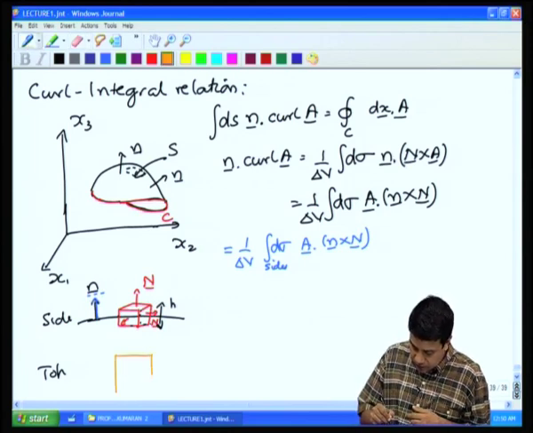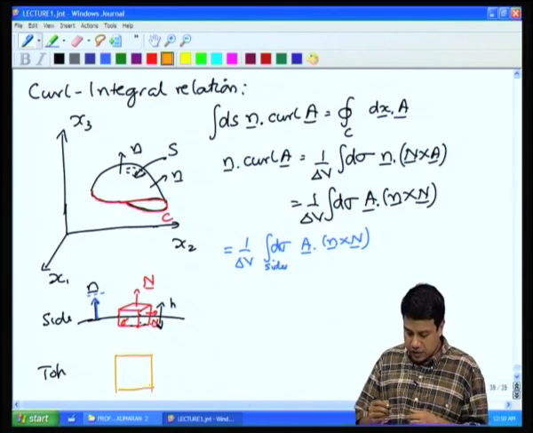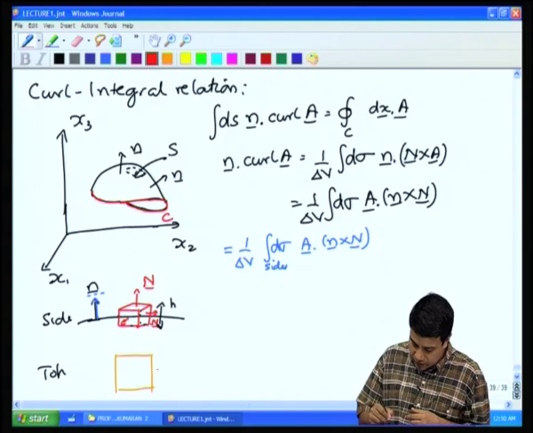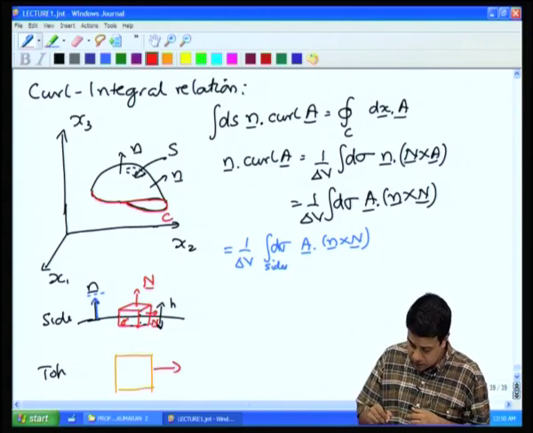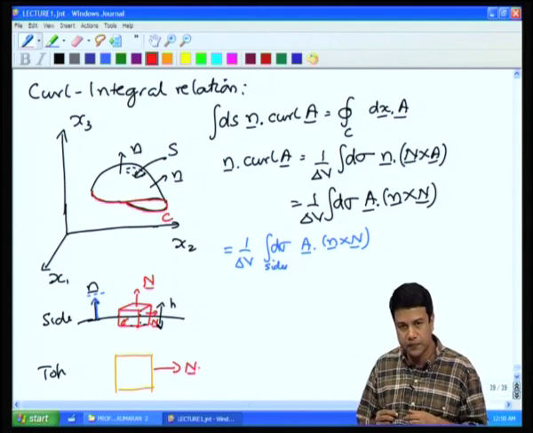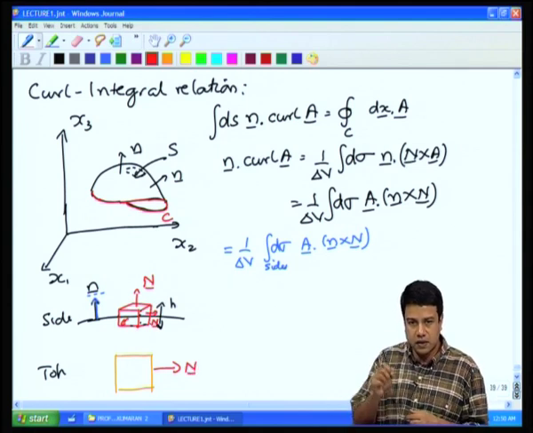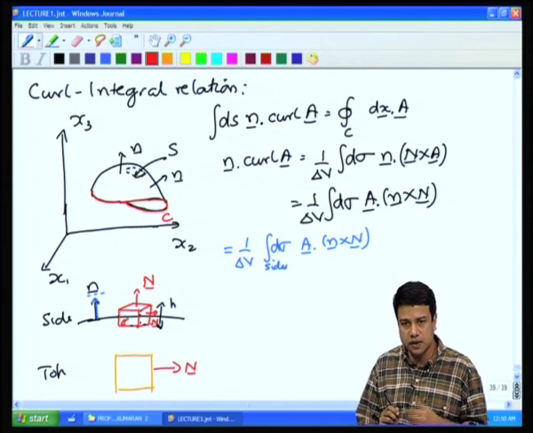So, this is my intersection of this differential volume on the surface. This was capital N. Small n is coming out of the board at me. Capital N is in this direction.